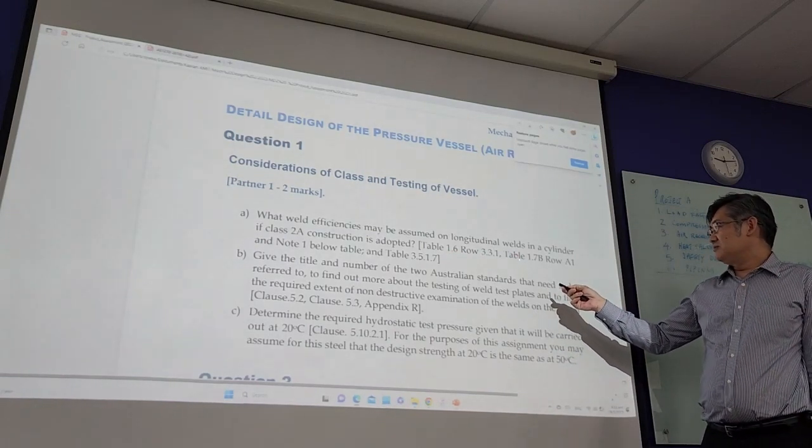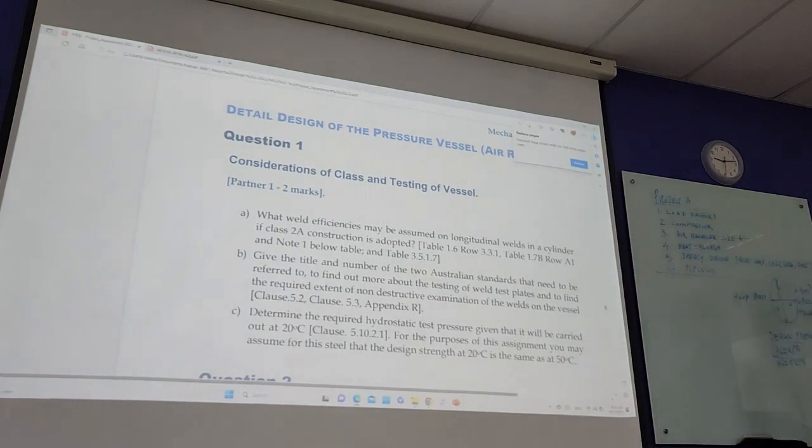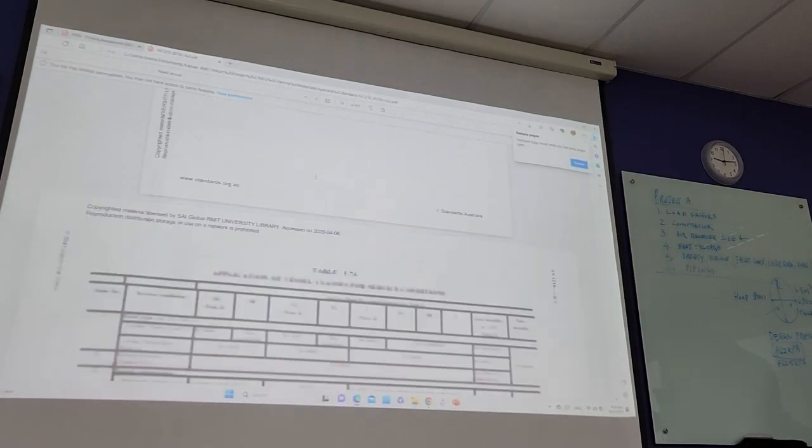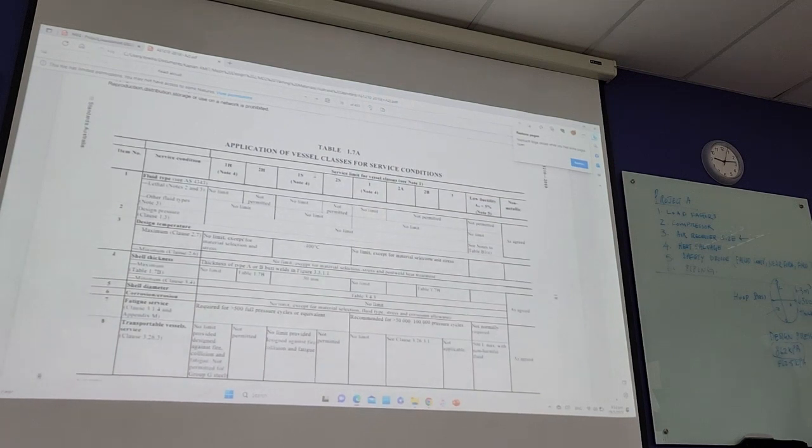Now, referring to table 1.7b. Anyone still don't know how to follow? Anyone still have any doubt? Still don't know what we are doing? It's okay to ask. You don't ask and assume you know. Table 1.7a, application of vessel classes for service condition.